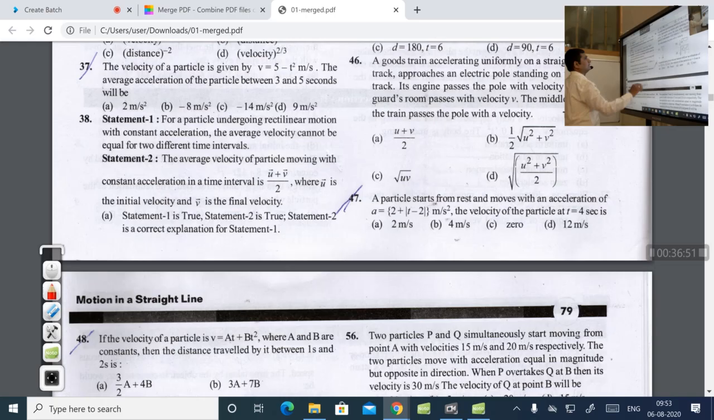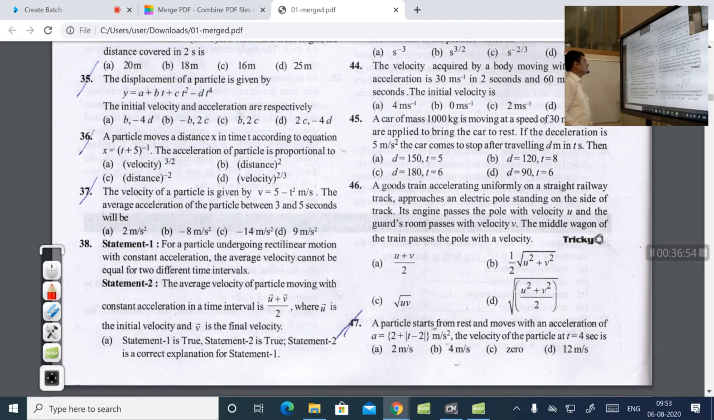Next question, I think 37. I think just now we solved 36. Next, 37 is: the velocity of a particle is given by v is equal to 5 minus t square meters per second. The average acceleration of the particle between 3 and 5 seconds. Average acceleration, students. Just like average velocity is nothing but change in displacement by change in time, same way average acceleration means change in velocity by change in time. Correct or not, students?